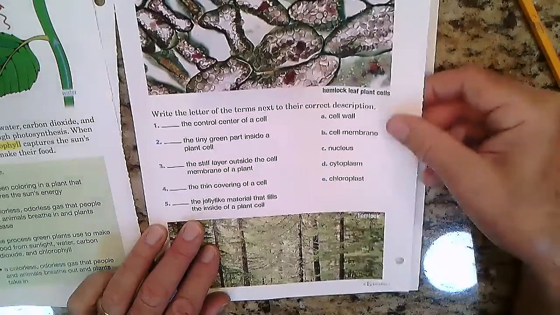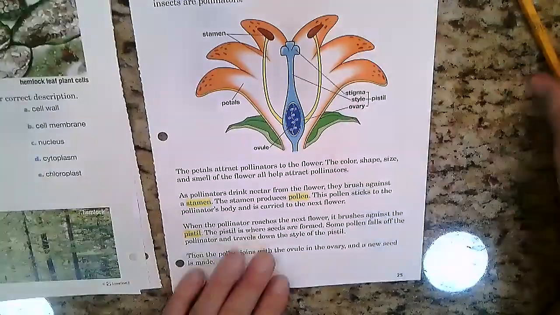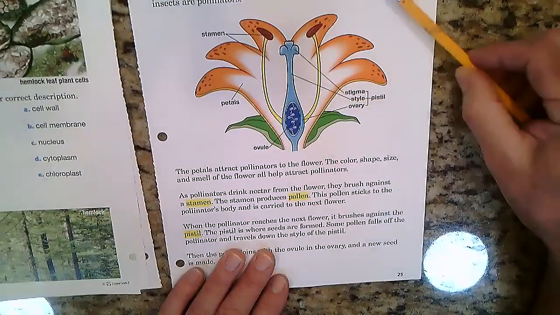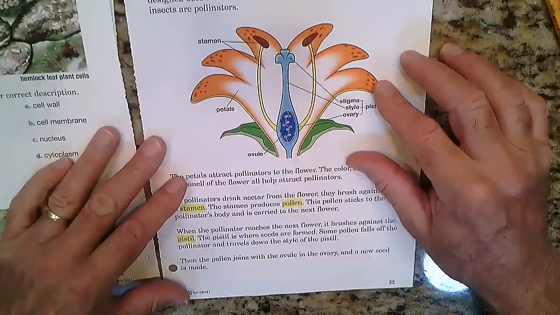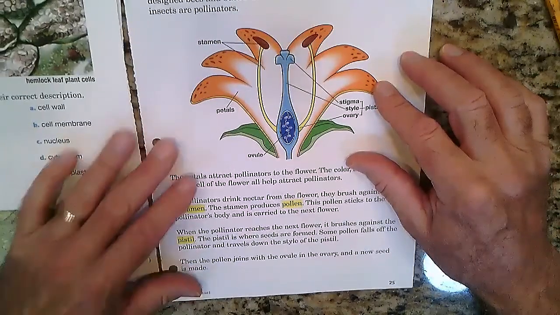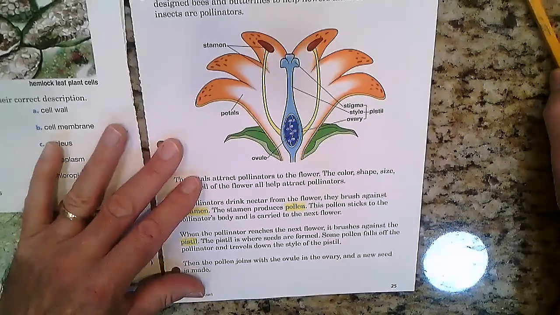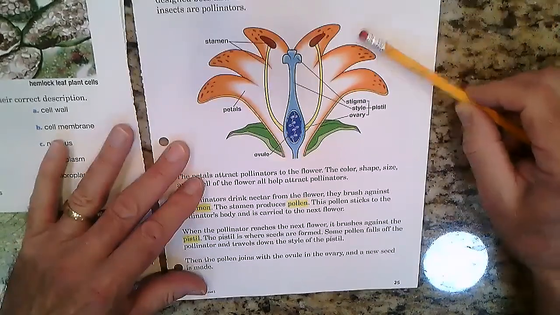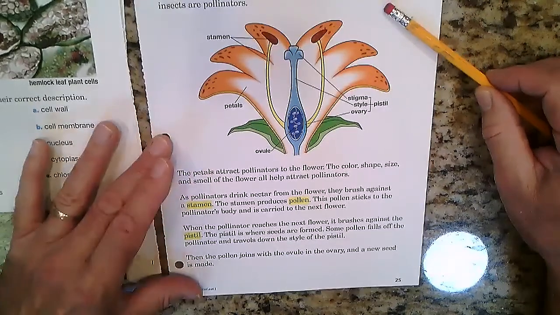And there's what the hemlock tree looks like down here at the bottom, growing in a forest. And then the last page you'll be doing for the week is about parts of a flower and about pollination. It says, flowers make seeds through the process of pollination. God designed bees and butterflies to help flowers make seeds. These insects are called pollinators. And even birds, like hummingbirds, can be pollinators, and other animals as well.